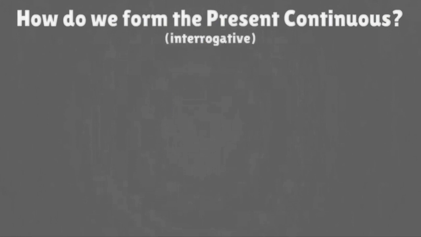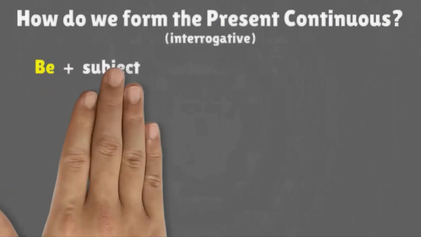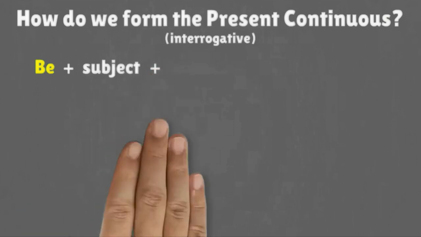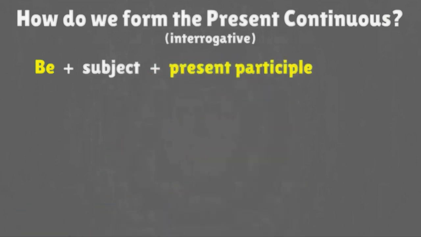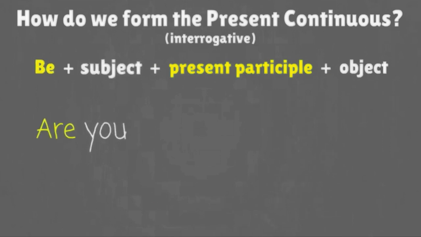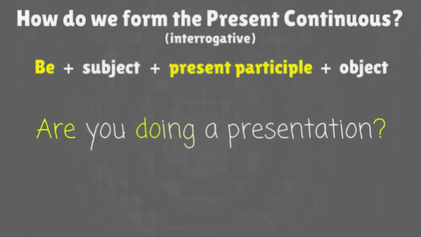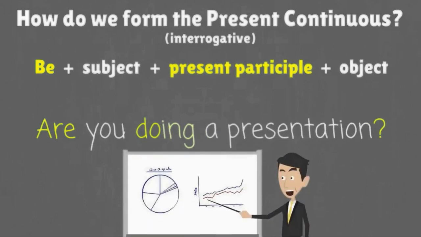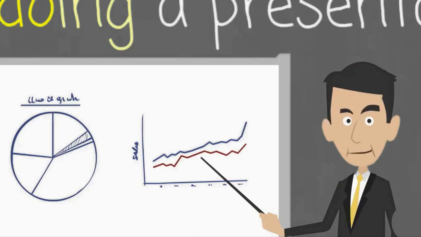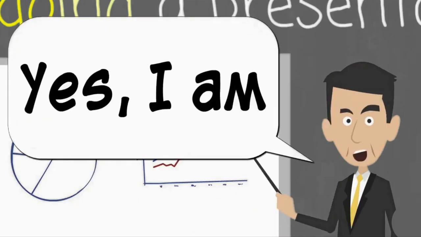How do we form the present continuous? Interrogative. Be plus subject plus present participle plus object. Are you doing a presentation? Yes, I am.